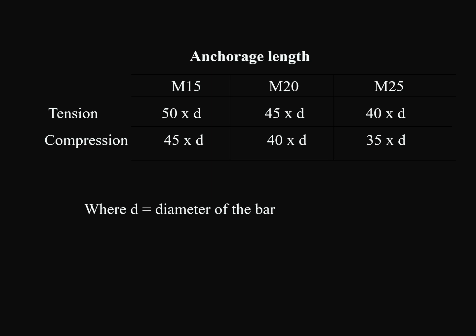For compression, for M15, 45 diameter. For M20, 40 dia. M25, 35 dia, where D is the diameter of the bar.